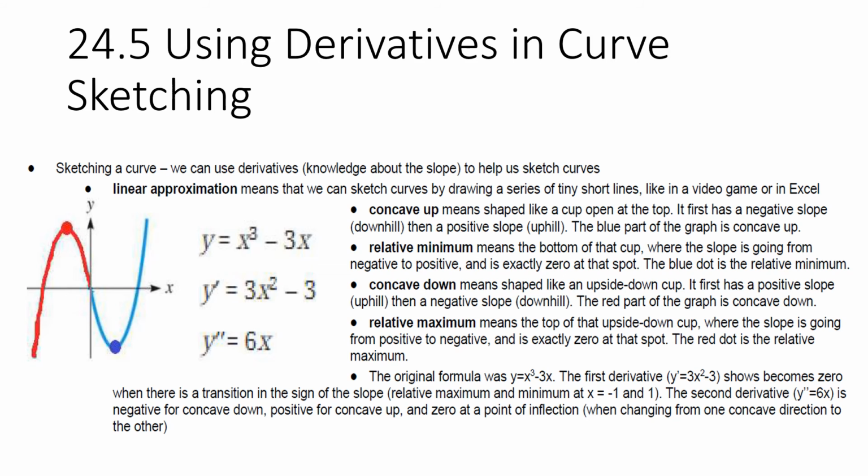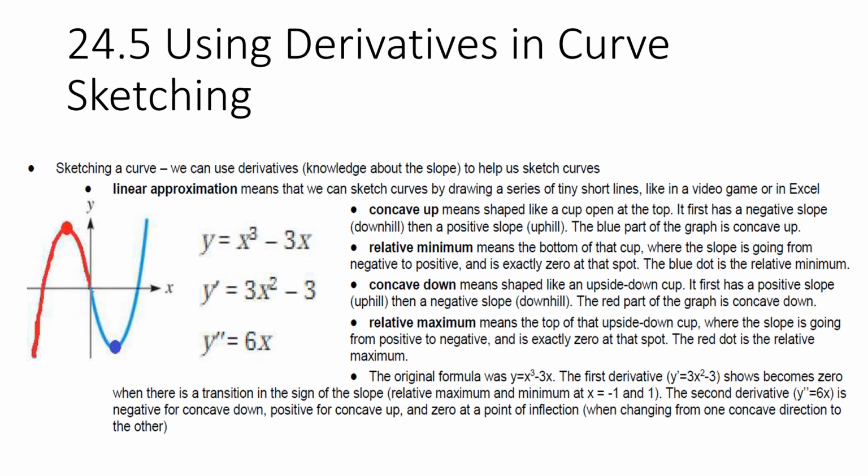The opposite is concave down, so it's the red part of the curve. You just turn the cup upside down. And relative maximum means the very top of the mountain, basically the opposite of what you saw in the blue. Now it's the red dot that's the very top of that mountain, right? So we can go ahead and find these values using the original formula, y equals x cubed minus 3x.